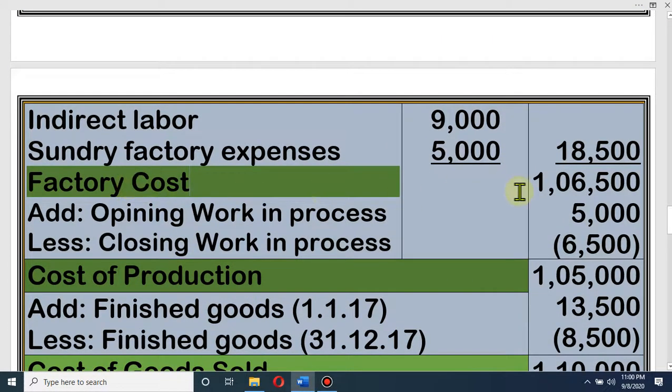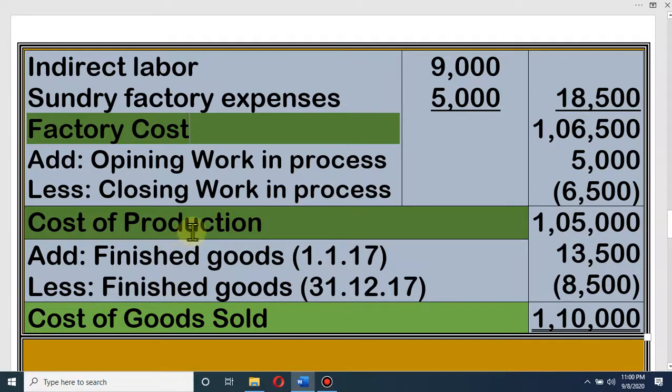Dear student, factory cost is 1,06,500. With that we have to add opening work in process, we have to subtract closing work in process, then it will be cost of production. Dear student, I hope all of you understand how we can find out cost of production. Then dear student, next one is cost of goods sold. With the cost of production we have to add finished goods opening and we have to subtract finished goods closing. That means whatever goods we already produced, opening we have to add and closing we have to subtract, then it will be cost of goods sold.